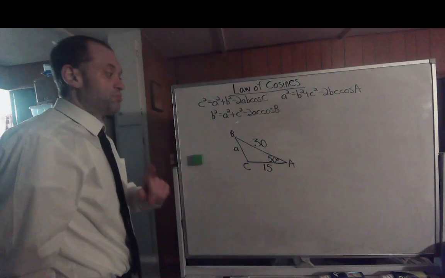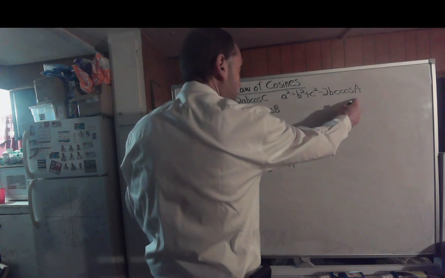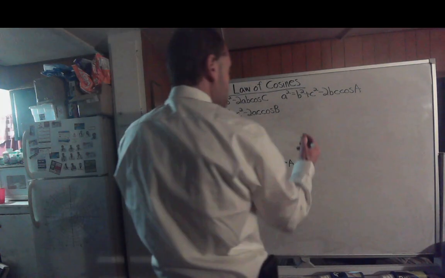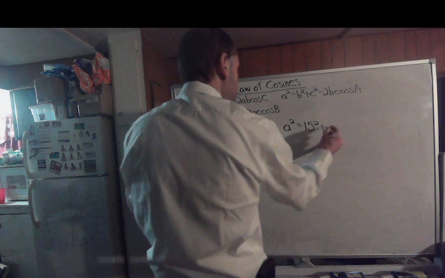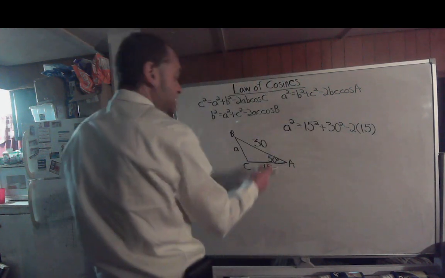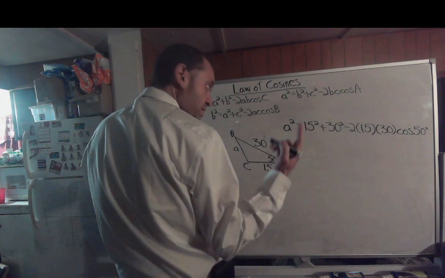So we need to use the appropriate formula. Since we were given angle A, that means we need to start out by solving for A squared. So we can use A squared equals B squared, which would be 15 squared, plus C squared, which would be 30 squared, minus 2 times side B, which is 15, times side C, which is 30, times the cosine of 50 degrees, which would be the angle A. Alright, so there's that.